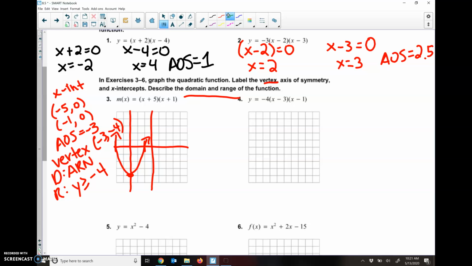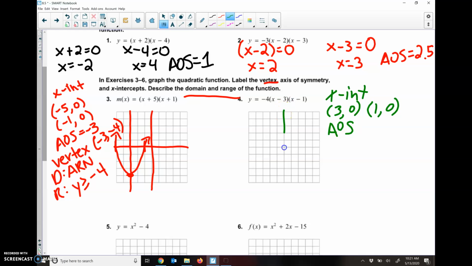All right. Same thing on number 4. That's negative 4 is on the outside. That'll come into play here in a minute. Otherwise, the beginning's just the same. So x minus 3 equals 0. So one intercept is 3, because 3 minus 3 is 0. And then I have x minus 1 equals 0. So my other intercept is 1, because 1 minus 1 is 0. So my x-intercepts are 3 and 1. And then I want to find the axis of symmetry.